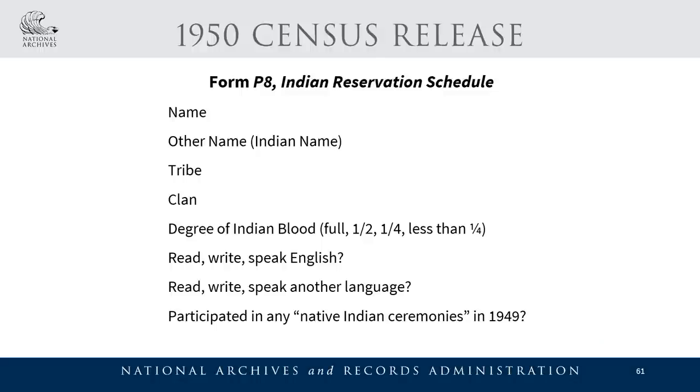The form P8 asks their name, their other name if they have one, such as an Indian name, their tribe, clan, degree of Indian blood, can they read, write, and speak English, and another language? And did they participate in any Native Indian ceremonies in 1949?